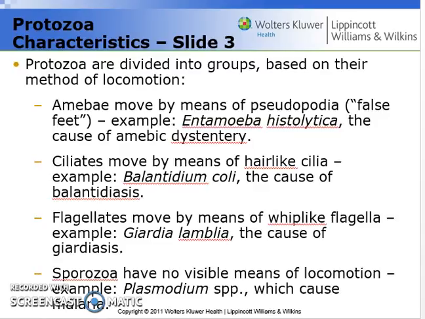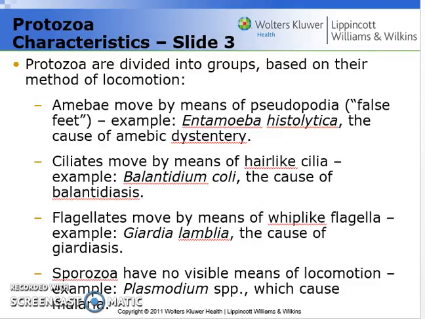The way we classify protozoans is we group them together based on how they are able to move, or another way to define that is based on their method of locomotion. So we have organisms referred to as amoebae, ciliates, flagellates, and then sporozoans. With the amoebae, these are organisms that move using a structure known as a pseudopod or pseudopodia, and pseudopodia just translates to false feet.